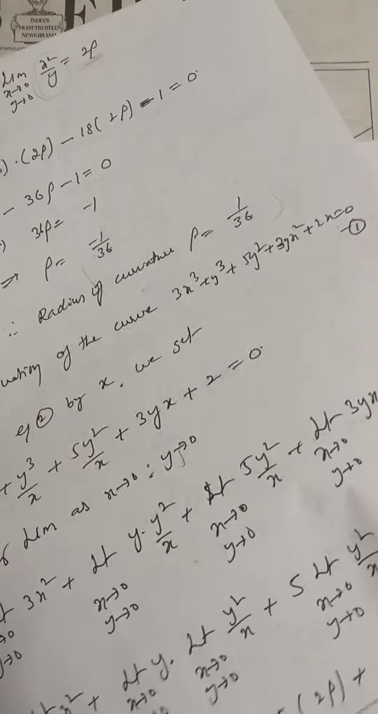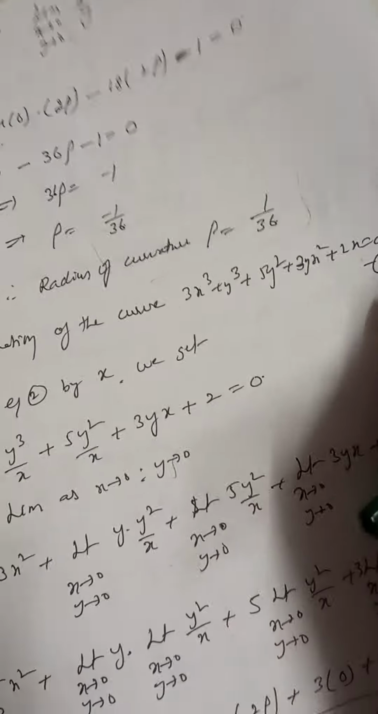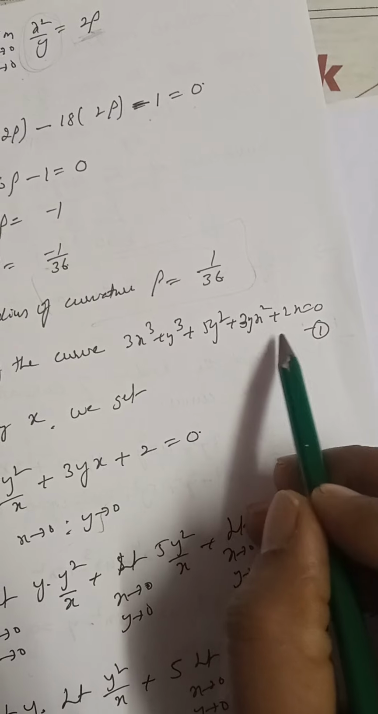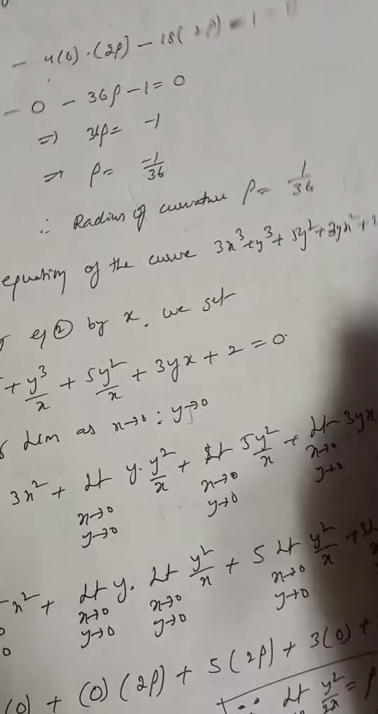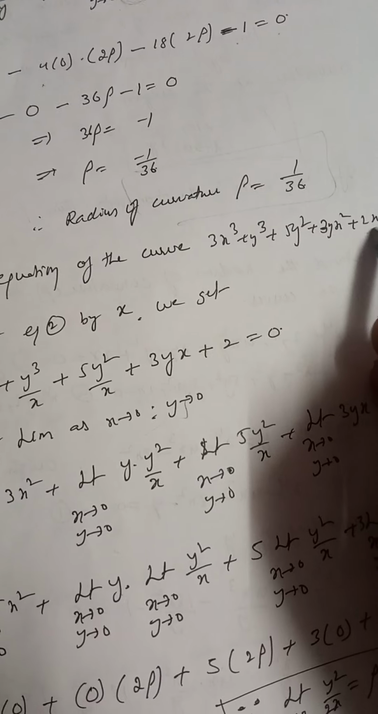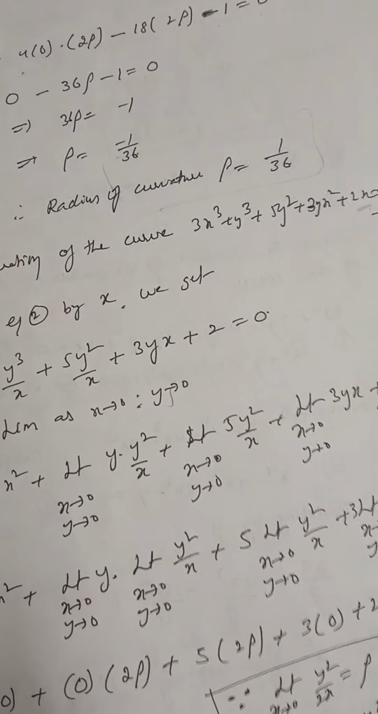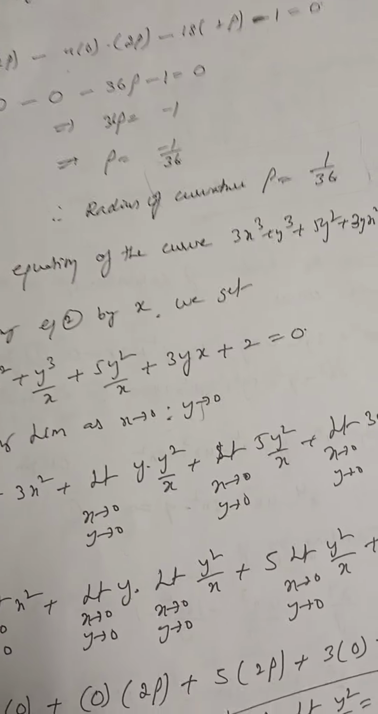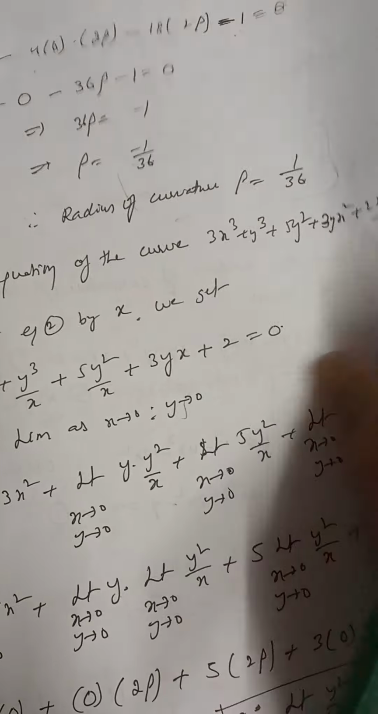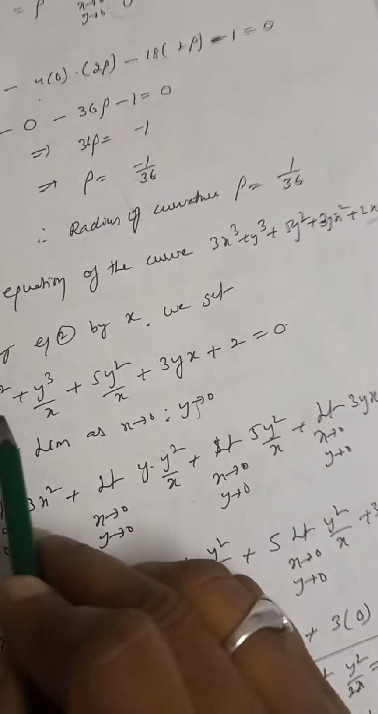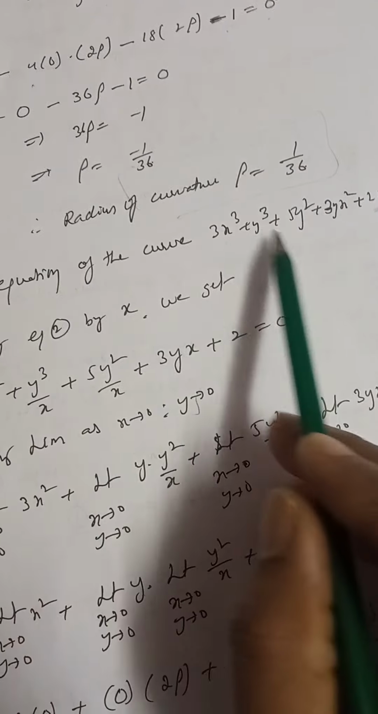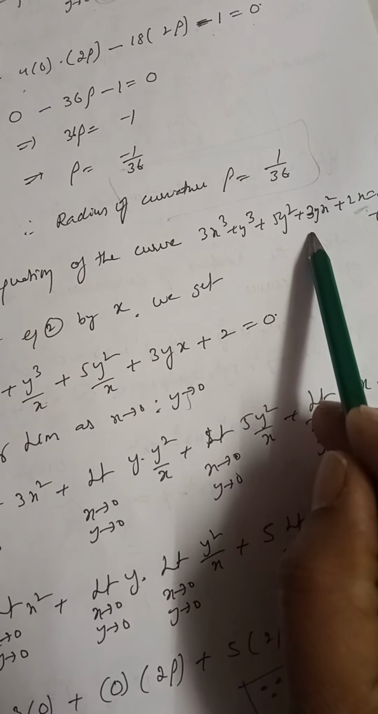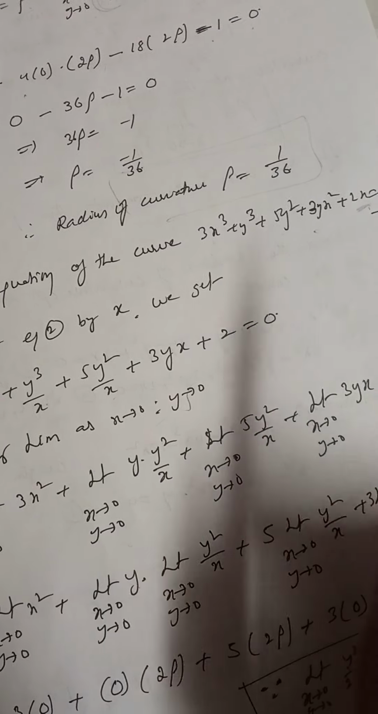Now, second problem. Given equation is 3x cube plus y cube plus 5x square plus 3yx square plus 2x is equal to 0. Now, see here, we have to concentrate on this one. The lowest power of x is 1, no? Simply you divide by x. If y degree is 1, then you have to divide by y. Now, dividing equation 2 by x, we get 3x square plus y cube by x plus 5y square by x plus 3yx plus 2 is equal to 0.